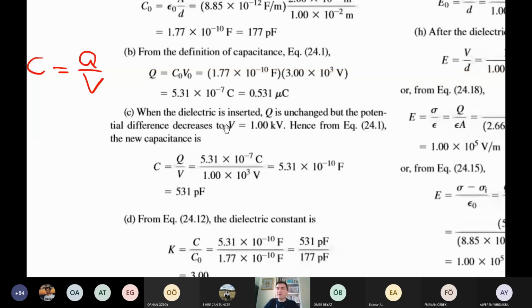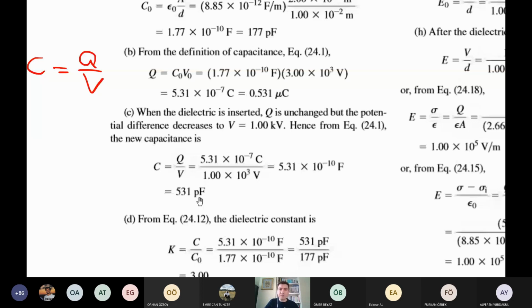And what about the Q charge when the dielectric is inserted? The Q charge is unchanged, okay, because it is given in the question, but the potential difference decreased to 1 kilovolt. Then the capacitance after inserting dielectric material can be calculated with this formula, Q over V. Q is known, we have already calculated it here, put it there. Voltage is 1 kilovolt, just put the value here. Then you can calculate the capacitance of the capacitor after inserting dielectric material between the plates. It is 531 picofarad.